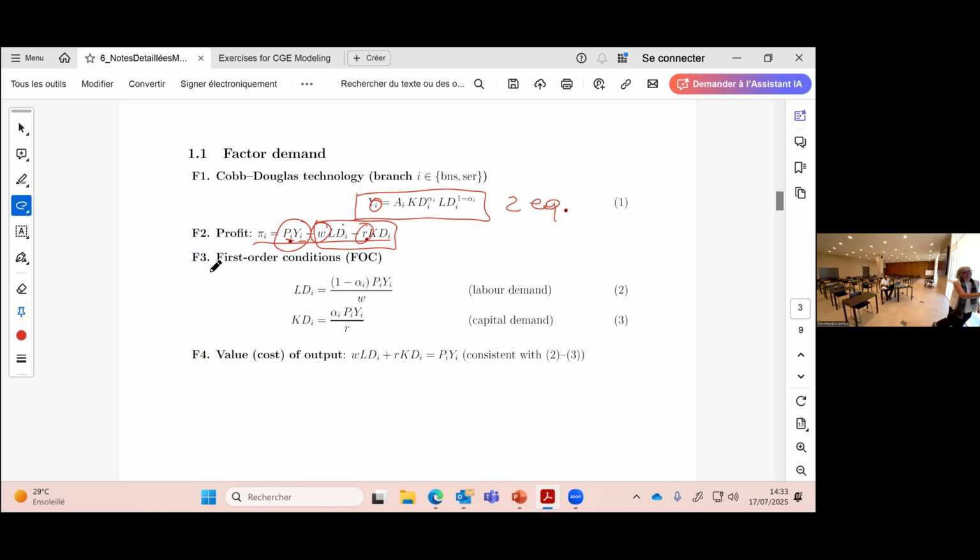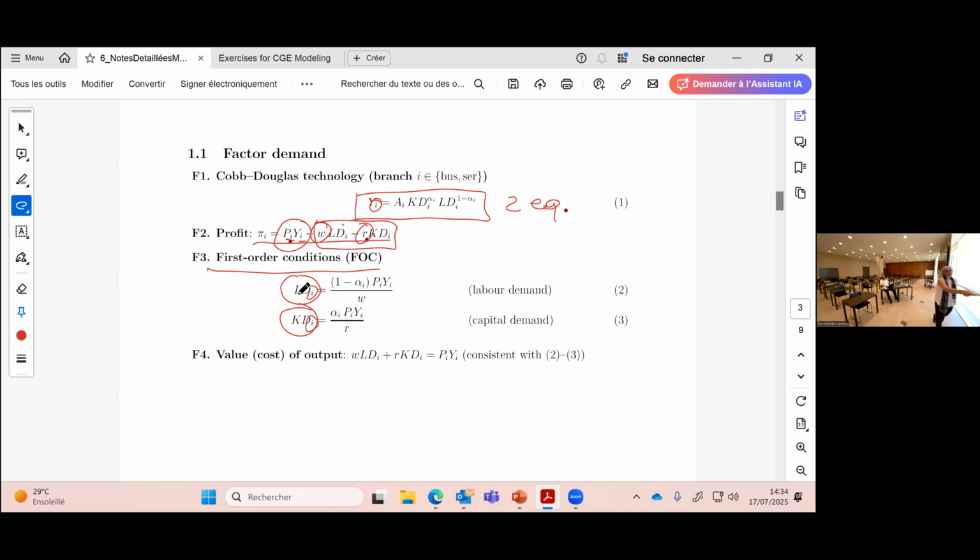Then here, there is no question. Here you have the first order condition that we developed yesterday. We maximize the profit under the production function, considering the technology. And we find here the demand of labor and the demand of capital, but for each sector. And here again, we have two labor demands and two capital demands in this model because we have two sectors.